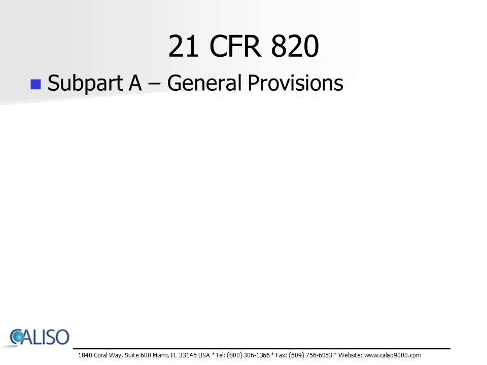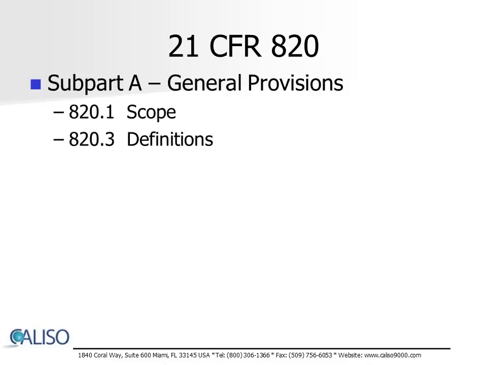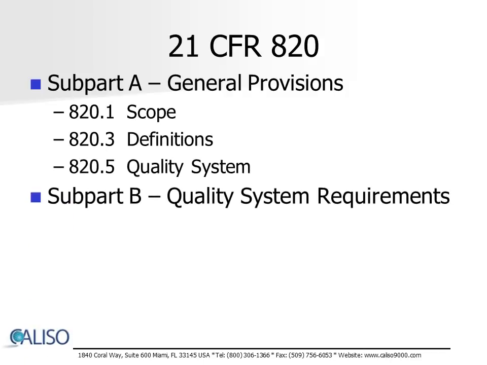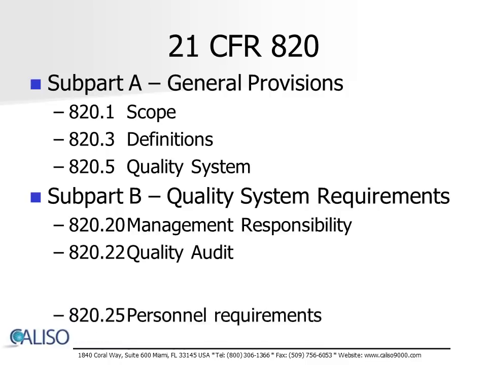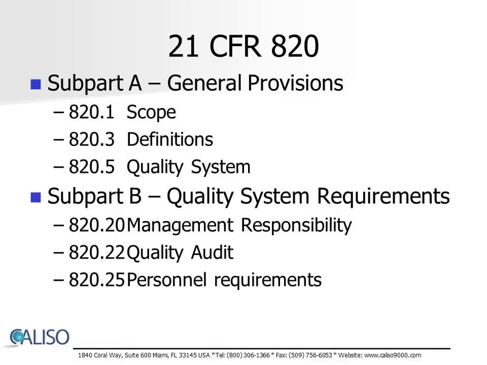The sections of 21 CFR 820 are as follows. Subpart A, General Provisions, which doesn't contain any requirements but includes the scope, definitions, and a brief description of what a quality system is. Subpart B, Quality System Requirements, which includes management responsibility, such as the requirement for a documented quality management system and management review, quality audits, or the requirements for internal audits, and personnel requirements, which includes having competent employees and documenting their training needs.